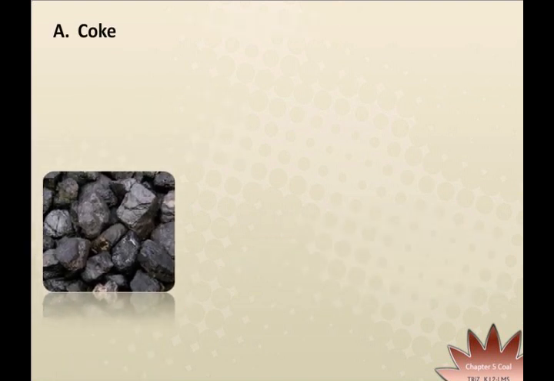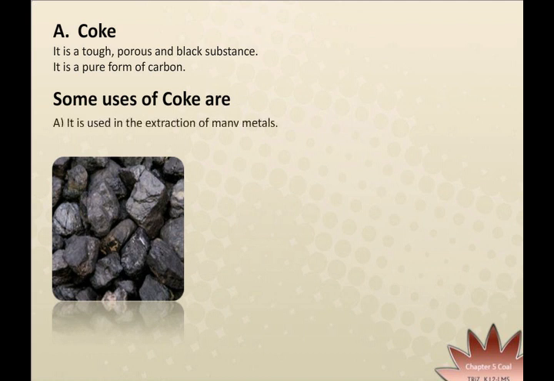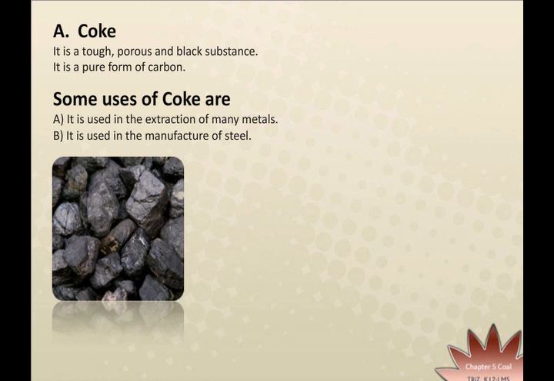Coke. It is a tough, porous, and black substance. It is a pure form of carbon. Some uses of coke are: it is used in the extraction of many metals. It is used in the manufacture of steel.